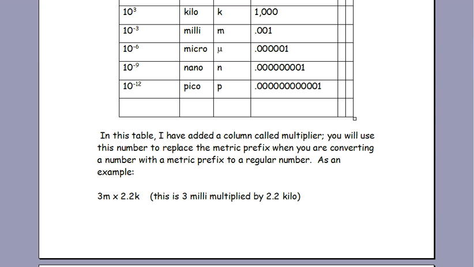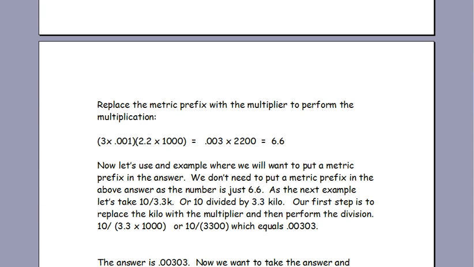As an example, if I have 3 milli times 2.2 kilo, where the small m is milli and k is kilo, I'm going to replace the metric prefixes with the multipliers to perform the multiplication. So 3 milli is 3 times 0.001, and 2.2 kilo is 2.2 times 1,000. So that equals 0.003 times 2200, which is equal to 6.6.